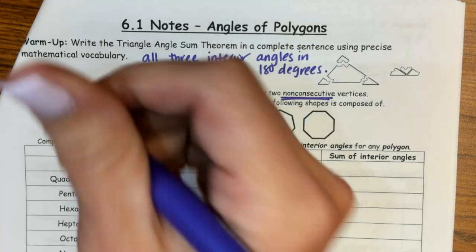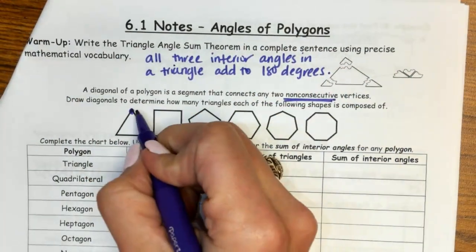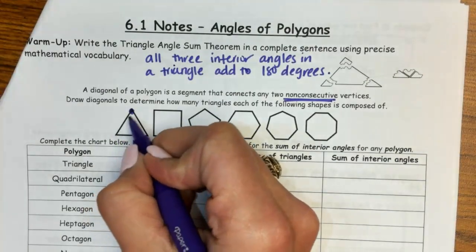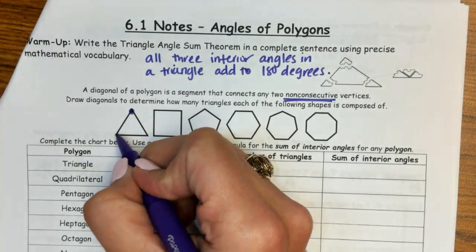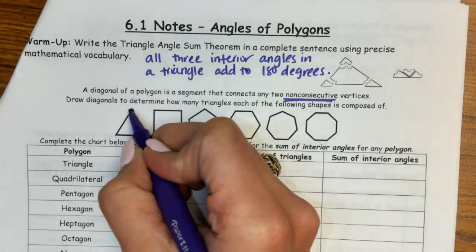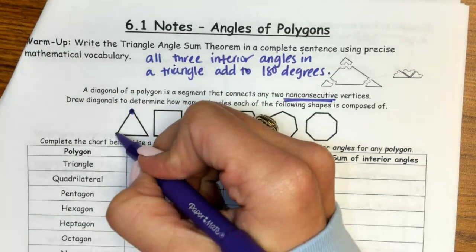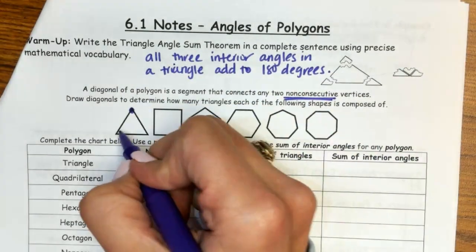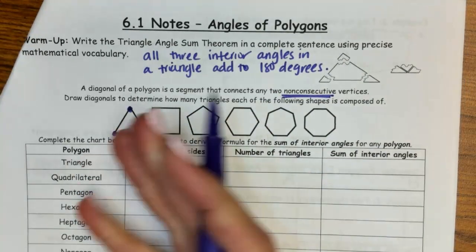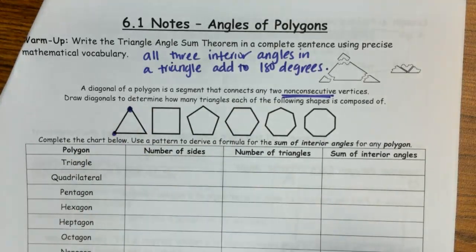Okay, if I were to try to draw a diagonal in a triangle, the only way I can connect one vertex to the other is if it's consecutive, right? Like from here to here, this is the other vertex, but they are consecutive. It's one right after the other. Or from here to here, these are also consecutive, right? No matter where I put my pencil on my triangle, the other vertex is right next to it. So I cannot draw a diagonal in a triangle, so there are none.